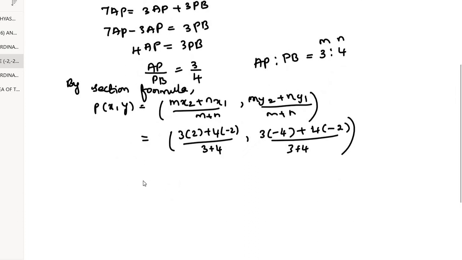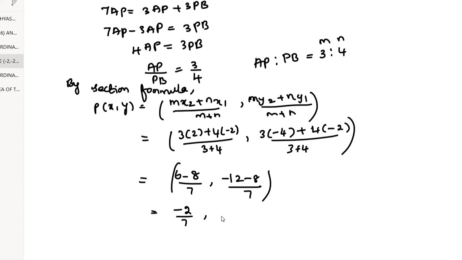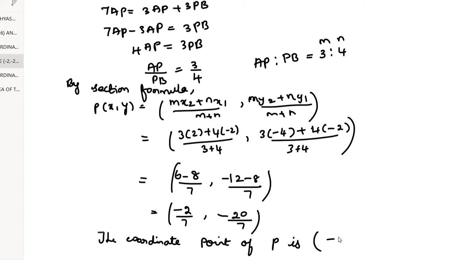I'll get 3 2s are 6 minus 8 by 7. Then minus 12 minus 8 by 7. So I'm getting minus 2 by 7 comma minus 20 by 7. The coordinate point of P is minus 2 by 7, minus 20 by 7. Shall we move on to the next sum?